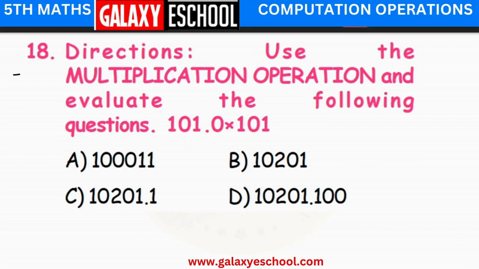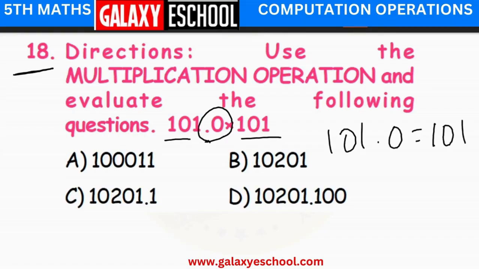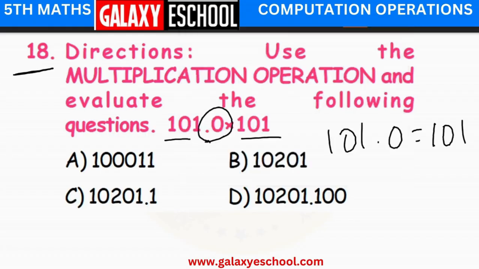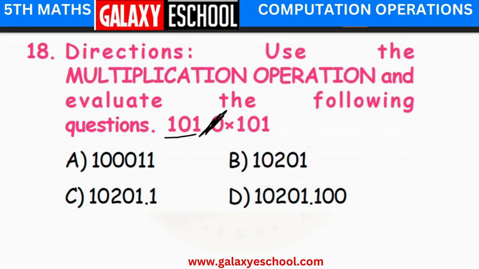Now again multiplication. 101.0 into 101. Now children, don't get confused. Now what is this 0.0? 101.0 is nothing but 101 only. There is nothing extra about it or there is nothing new about it. So just consider it as 101 only. Forget or remove the 0.0.